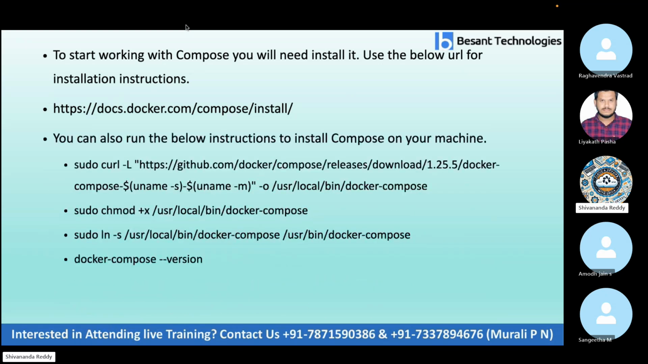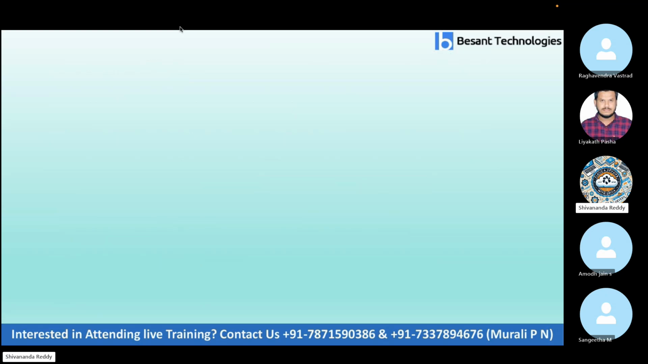Then you can also run the below instructions to install Compose on your machine. A sudo curl command can be used to get the details. This will download the required version of Docker Compose from GitHub. Then we have the sudo chmod +x command, which gives execute permission to the Docker Compose file. The ln -s command is used to link the file. Then the docker-compose --version command is used to check the version.